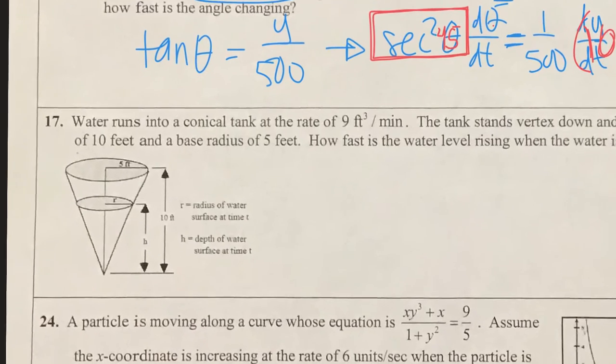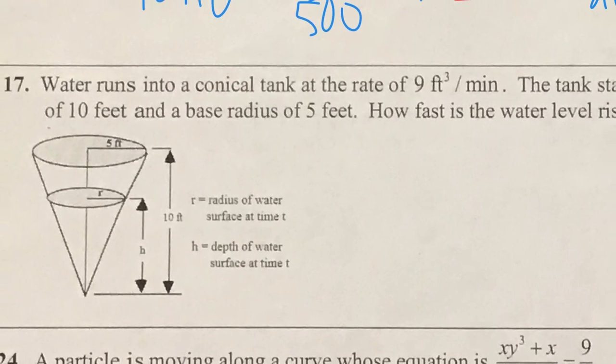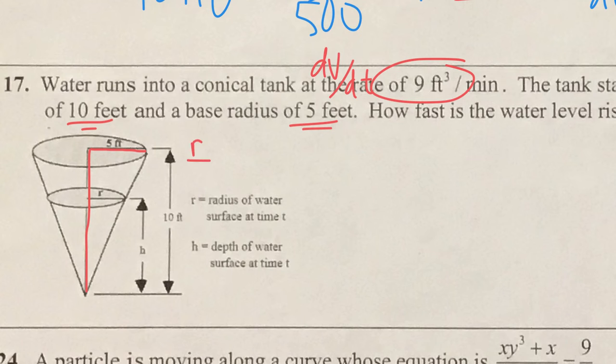Okay, volume of a cone problem. This one's really good. Water runs into the tank. So this is our change in volume, right? The water running in is the volume. The 10 and the 5 are telling you the relationship between the radius and the height. Eventually we're going to need to know this proportion. We compare the radius to the height at any given time, right? Any radius to height comparison. Since these are all similar triangles, it looks like the radius is going to be half of the height. Okay, radius is half the height.